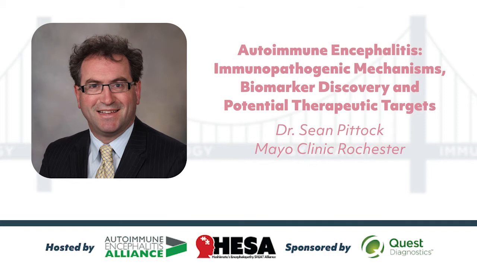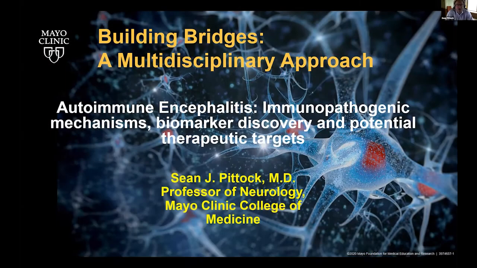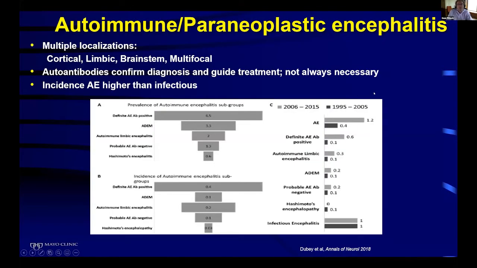I'm going to focus on the immunopathogenic mechanisms, as well as what I really do, which is biomarker discovery, and then the potential of using that information to identify potential therapeutic targets. So autoimmune paraneoplastic encephalitis is not uncommon when you bunch all of these conditions together.